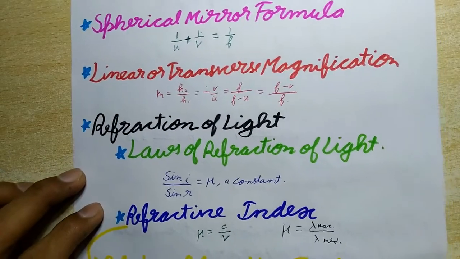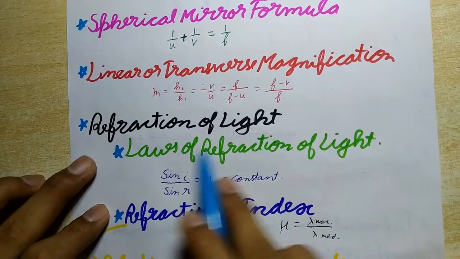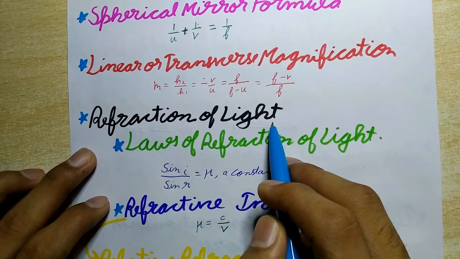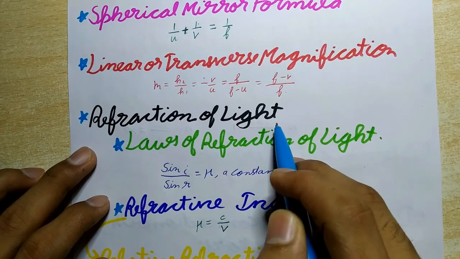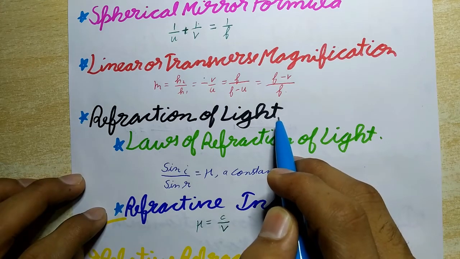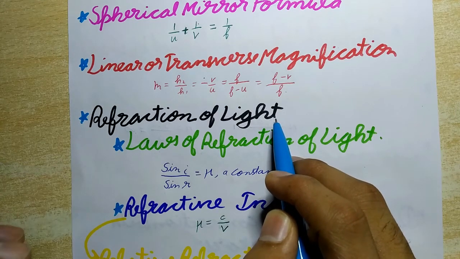Now next is refraction of light. It is the phenomenon of bending of light from its straight path when it passes at an angle from one transparent medium to another.